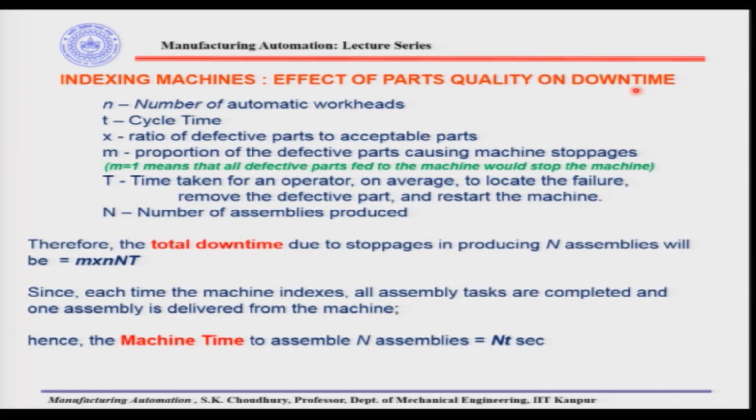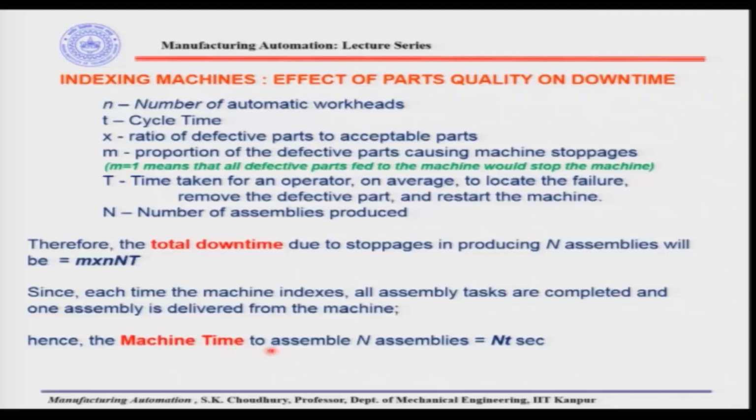For that, we have taken some parameters, and we said that the total downtime taken is m x n L T, where m is the proportion of defective parts causing machine stoppages, x is the quality level of parts, small n is the number of automatic workheads in the assembly line, capital L is the number of assemblies that we are producing, and capital T is the time taken for an operator to diagnose the problem if the line stops or the machine stops, and restart the machine.